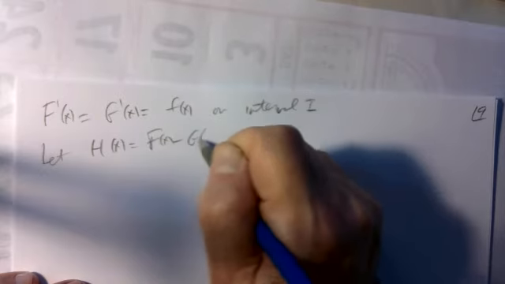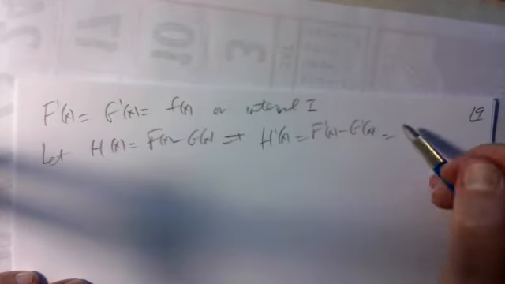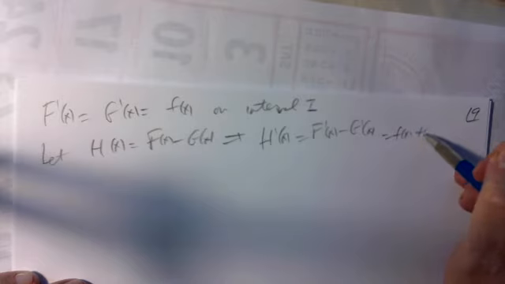So if we let h of x be F of x minus G of x, then h prime of x is F prime of x minus G prime of x. But that's just little f of x minus little f of x. That's equal to zero. So the derivative is zero for all x on the interval.